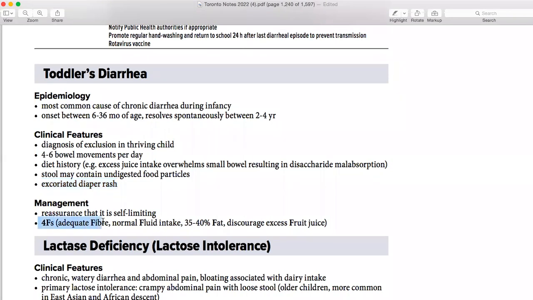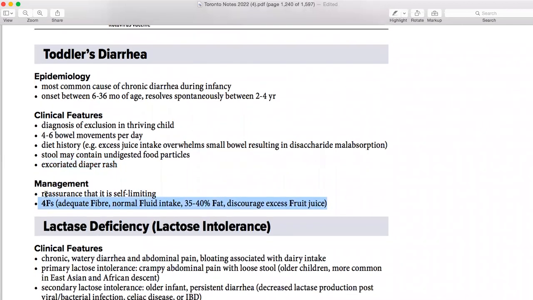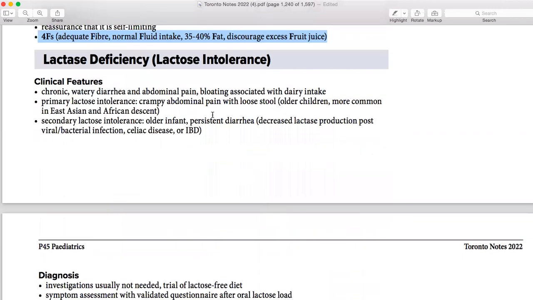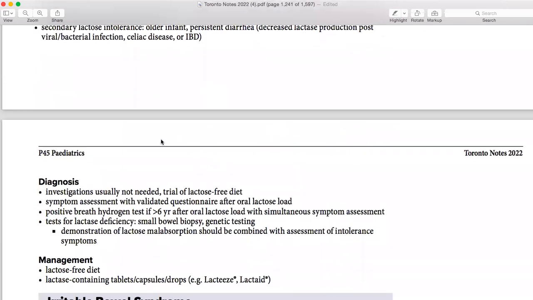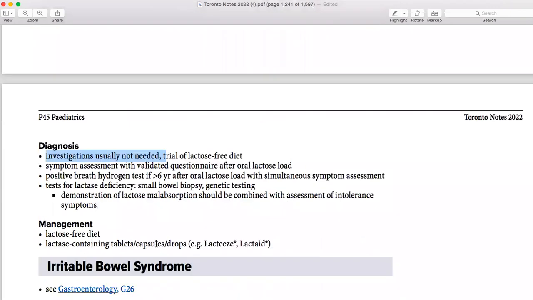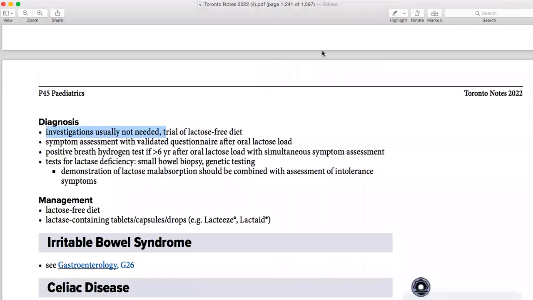So all four Fs should be written if they ask how you are going to treat the patient. What are you going to start with? Reassurance, fiber, fluid, fat, and fruit juices. Then lactose is the same as we already know, though investigation is needed in this as well. Okay, so I guess that would be enough for today. I will stop it.